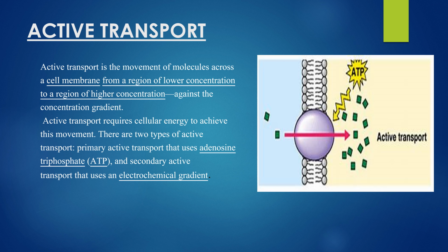Now normally mineral molecules are more concentrated inside the root hair cell than in the soil outside. Still, root hair cells absorb them. For this, they use the process of active transport. The movement of mineral ions from the region of lower concentration to the region of higher concentration is called active transport. Active transport involves the use of ATP. Actually, active transport is the opposite of diffusion. So, I hope you all have understood the three processes: osmosis, diffusion, and active transport.